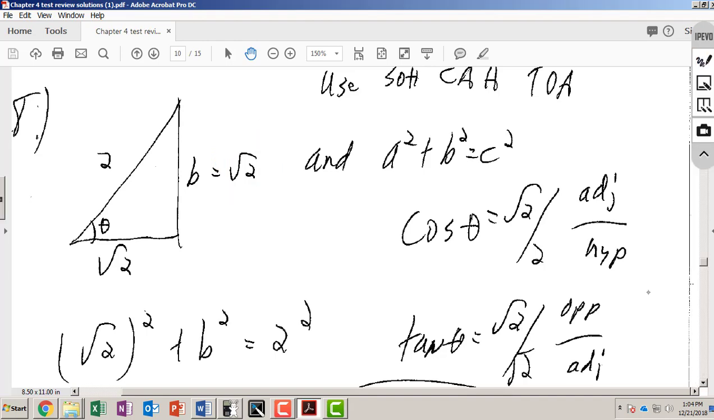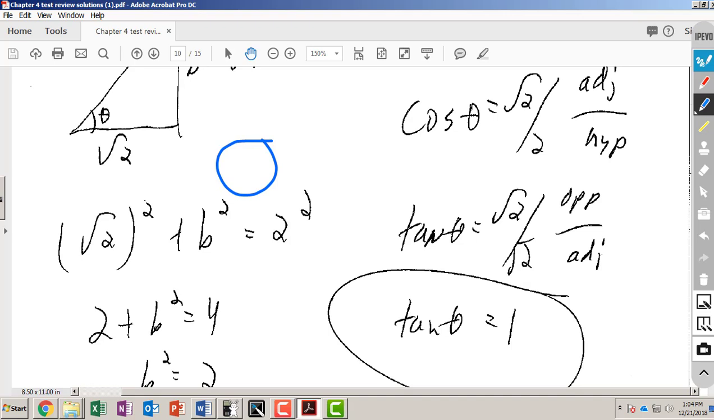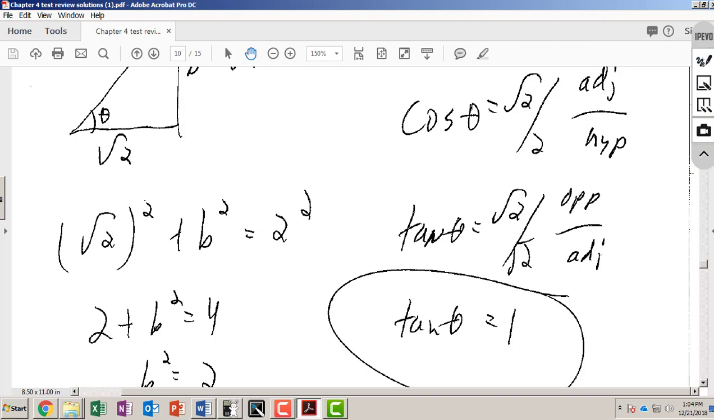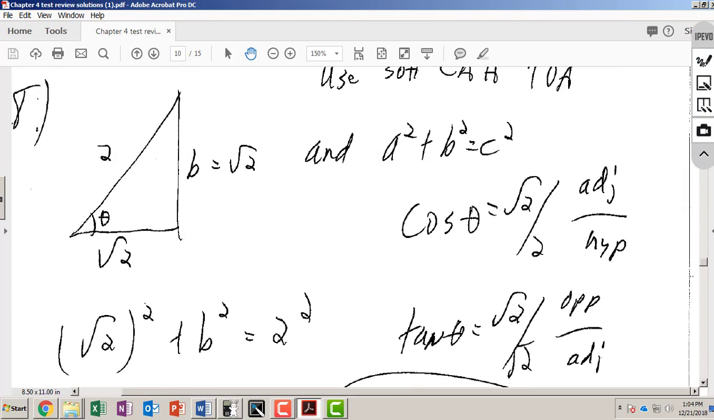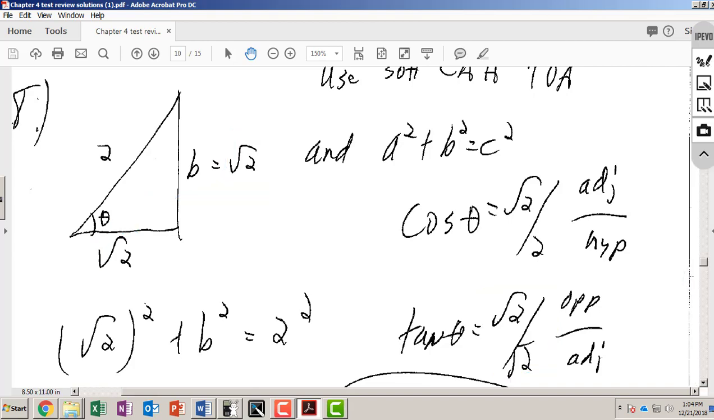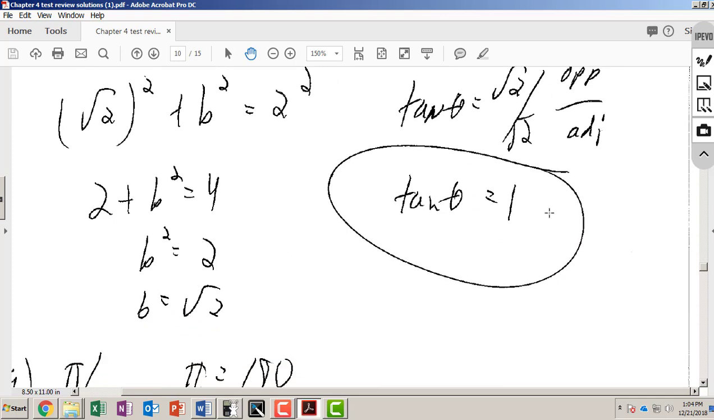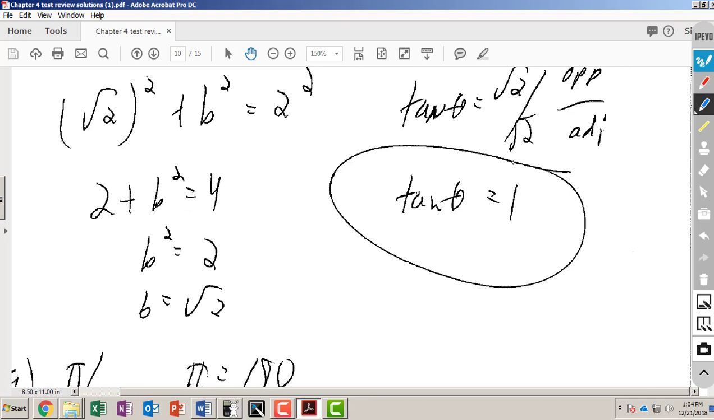Okay, now the directions just want me to find the tangent of theta. So to find your tangent of theta, you know from your saying, SOHCAHTOA, that tangent is opposite all over adjacent. So I just have to come back to my triangle here. Working from theta, here's my opposite, and here's my adjacent. So opposite over adjacent, I write it over here as the square root of 2 over 2. And then I simplify that down, and the square root of 2 divided by the square root of 2 is going to be equal to 1. And so that will be your answer: the tangent of theta is equal to 1.